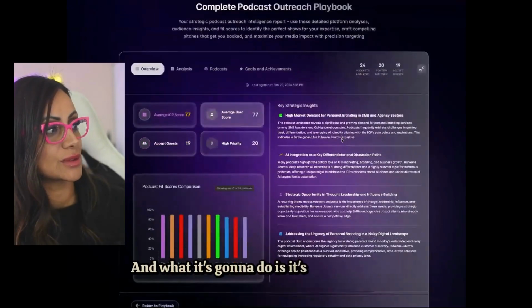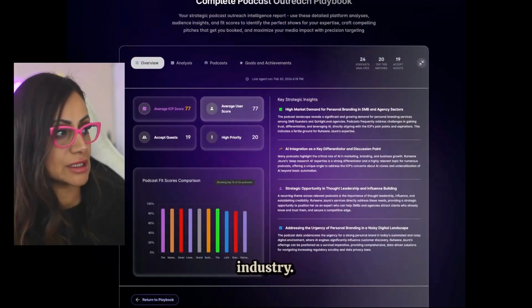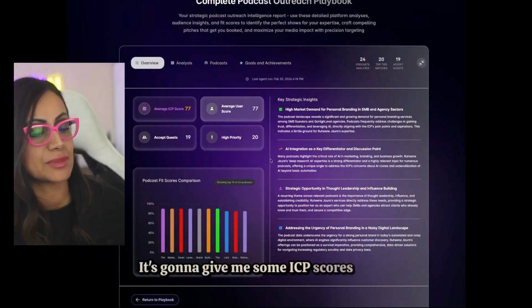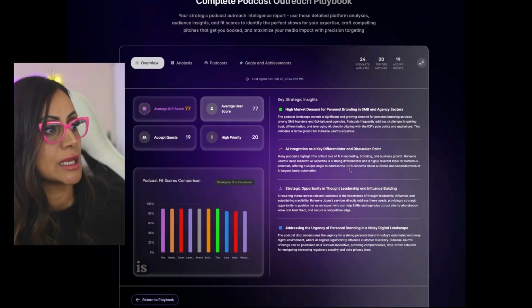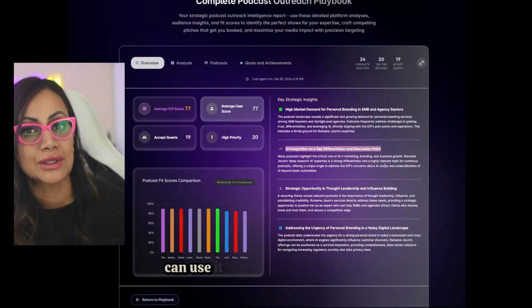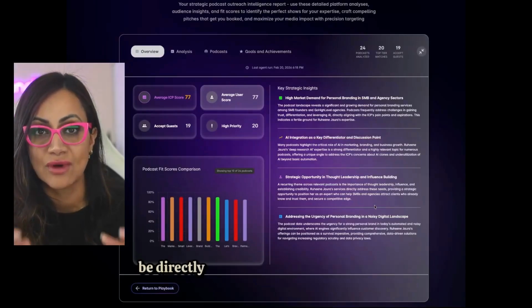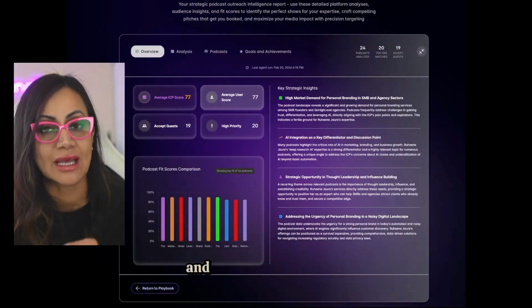And what it's going to do is give me an overview of the podcast landscape in my industry. It's going to give me some ICP scores of the podcasts that it found for me. Because it knows that I talk about AI, it's going to tell me how I can use it as a key differentiator. So again, some strategies that are going to be directly related to you, your expertise, and your target audience.